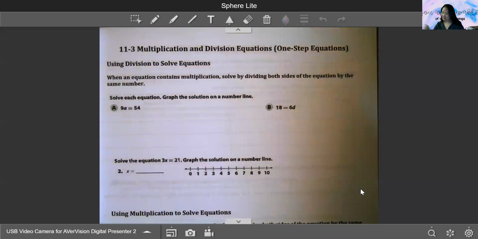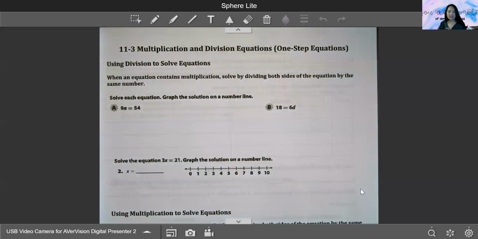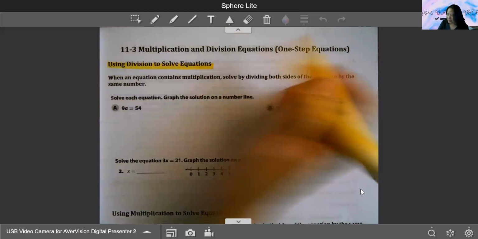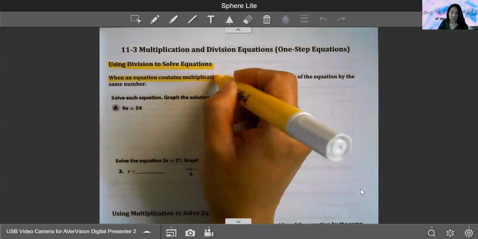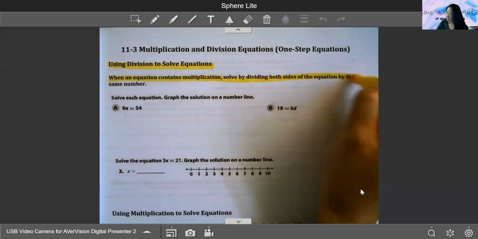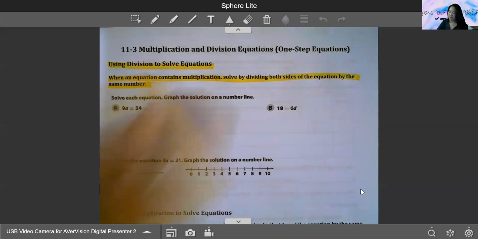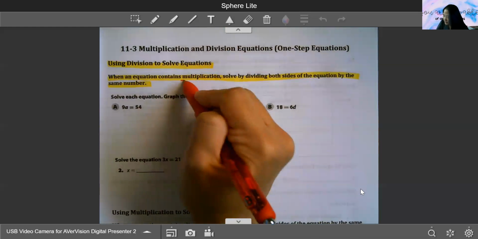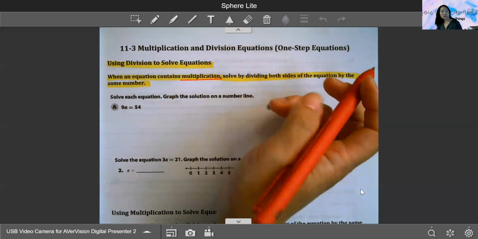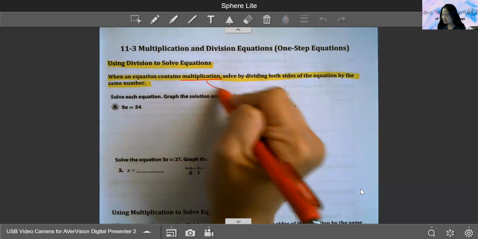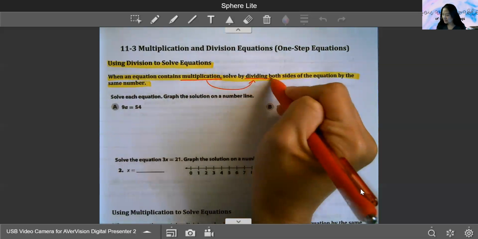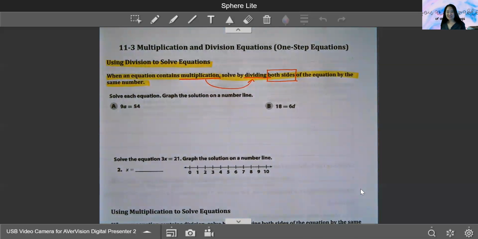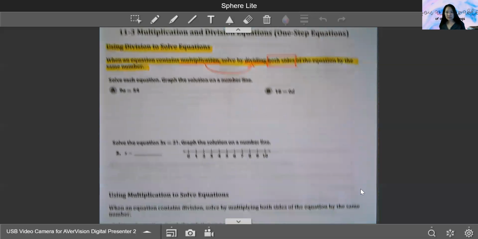Okay, so the first thing we're going to talk about is using division to solve equations. When an equation contains multiplication, solve by dividing both sides of the equation by the same number. So if the original problem contains multiplication along with the variable, you're going to solve by doing the opposite operation, which is dividing both sides of the equation. And I'm going to model that in just a minute, okay? But I just want to give you a big picture.